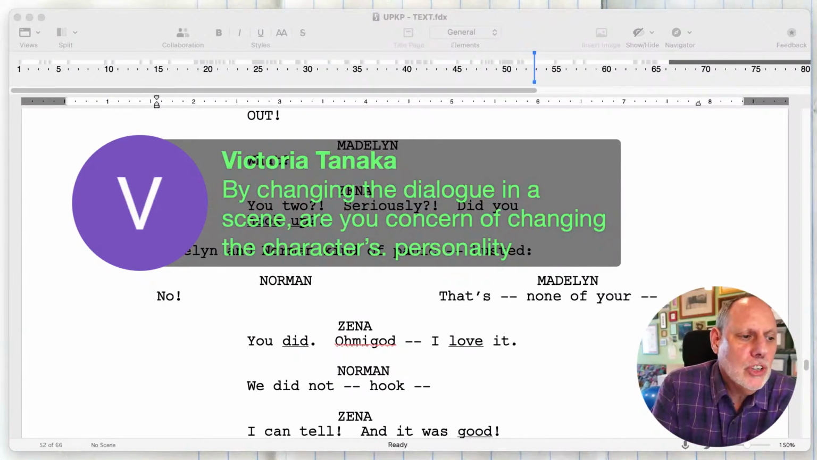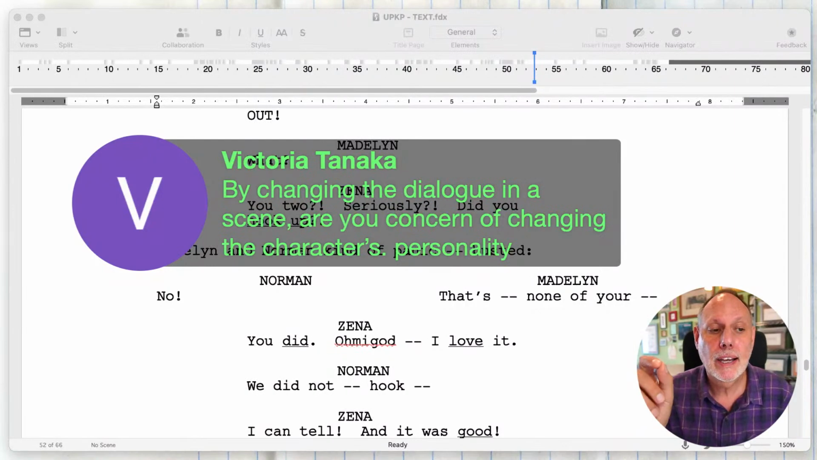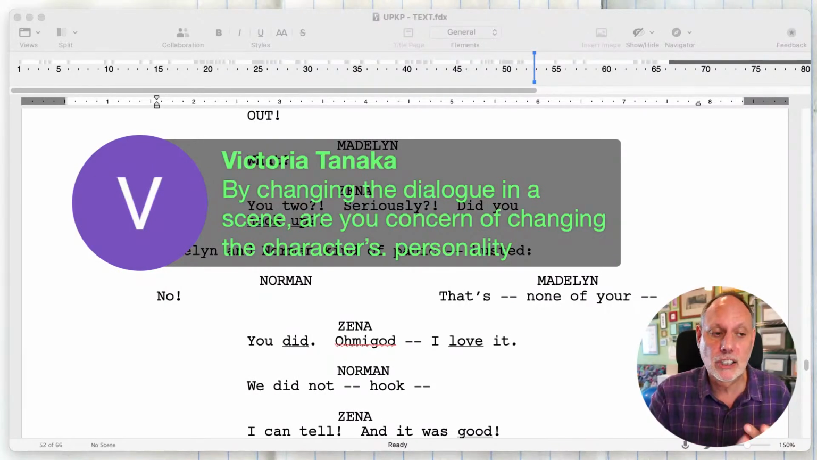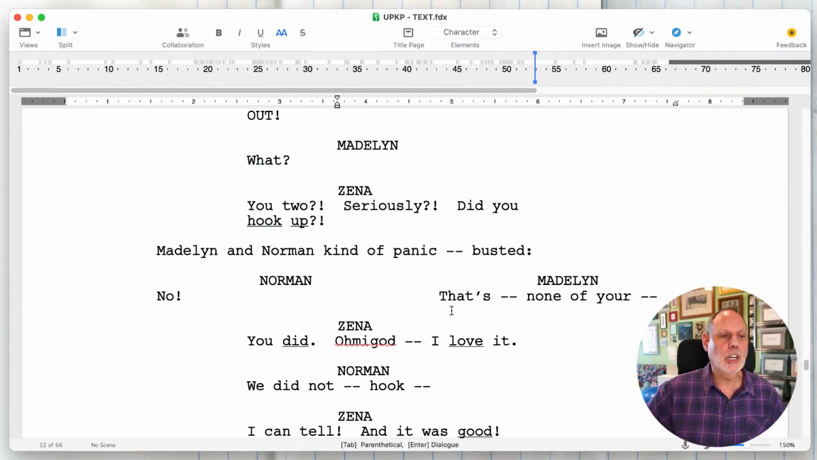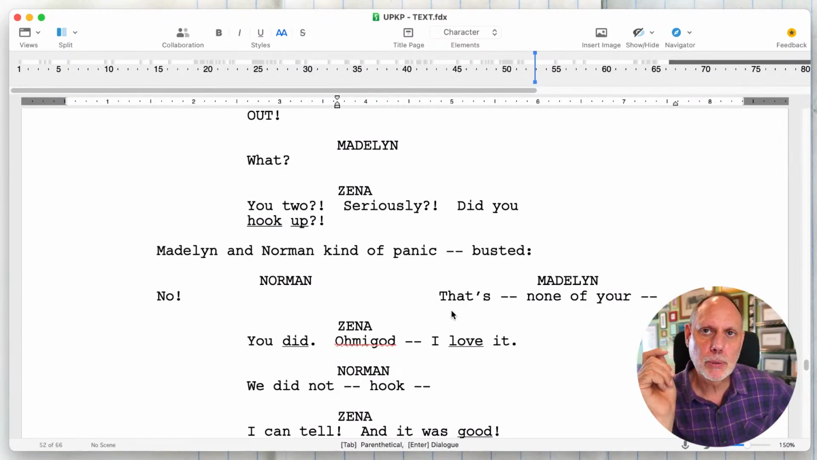I don't think so. I mean, it would depend on the change. The question is, if I change the dialogue in a scene, am I worried that I'll change the character's personality? I do worry. When I'm working on dialogue, I'm looking for the person to have a consistent personality, a consistent language, a style, attitude in their dialogue. But I don't think one line could change the person's personality.